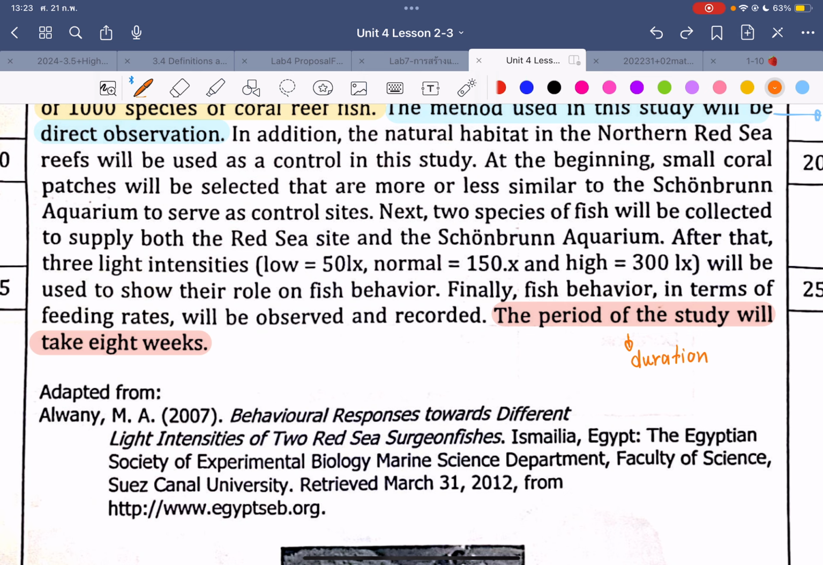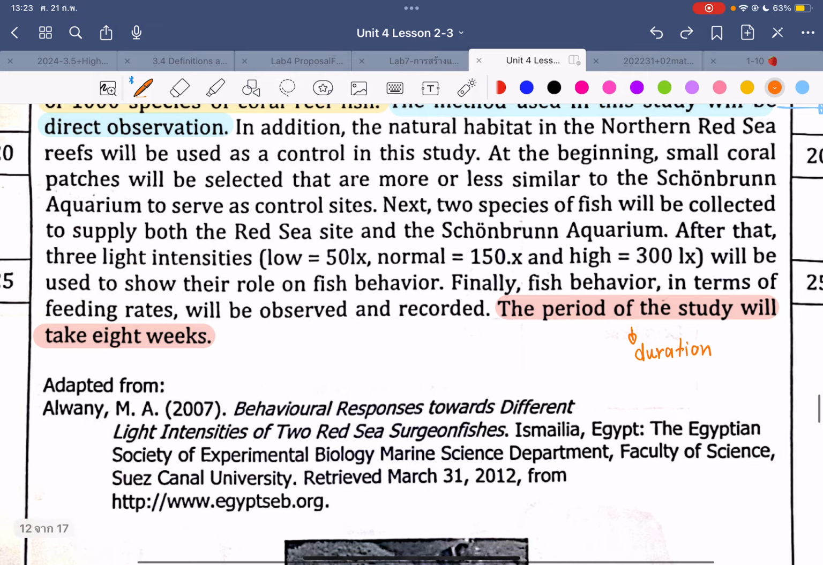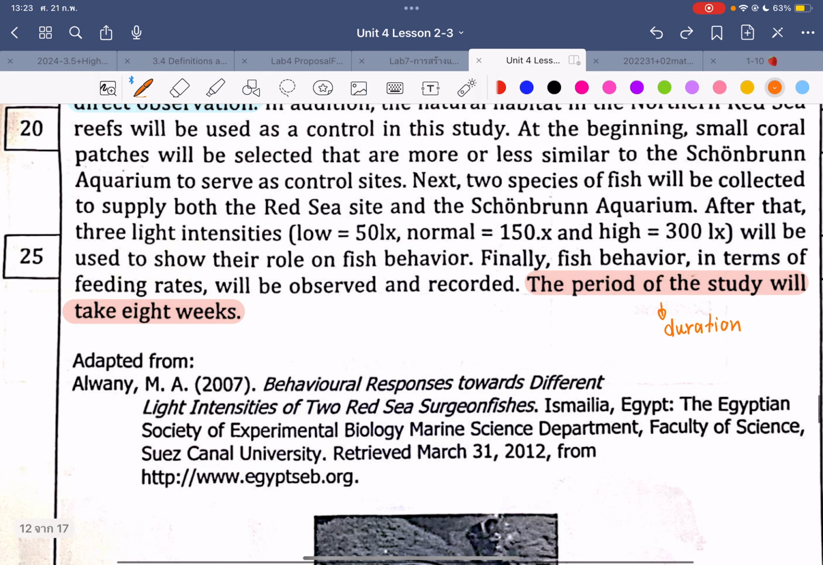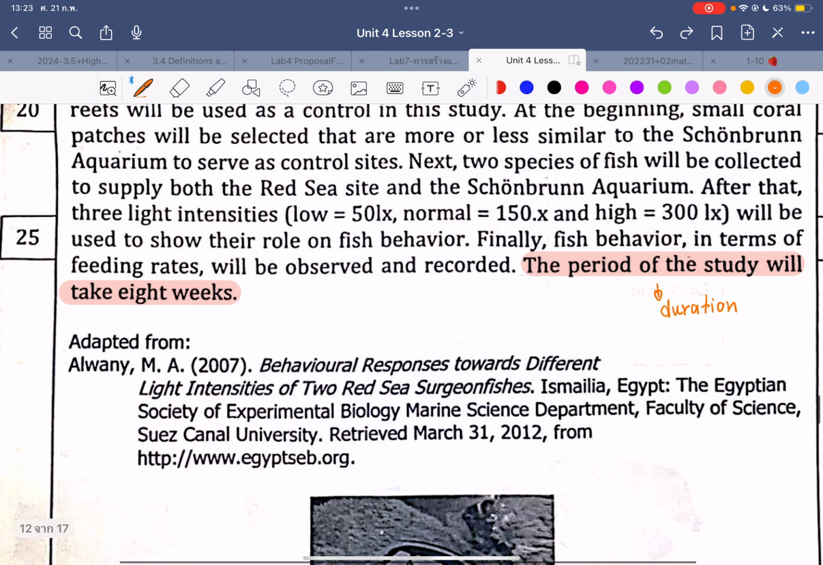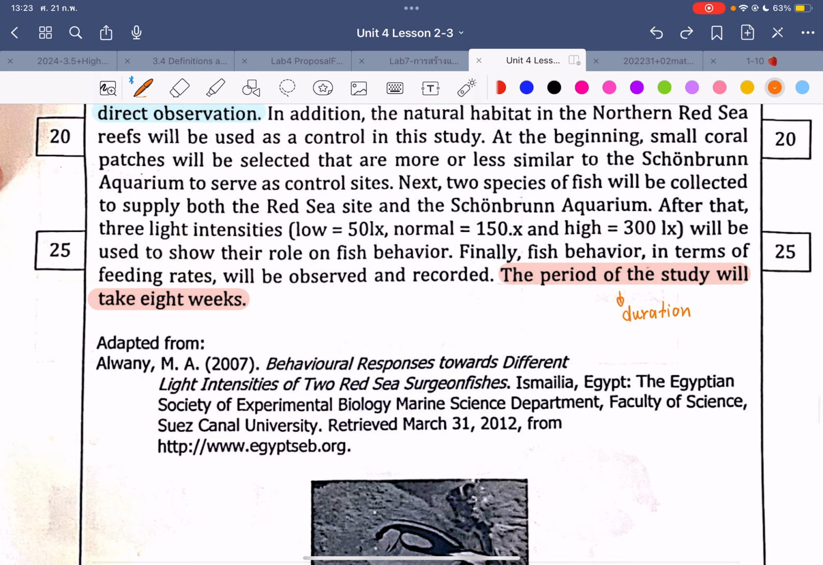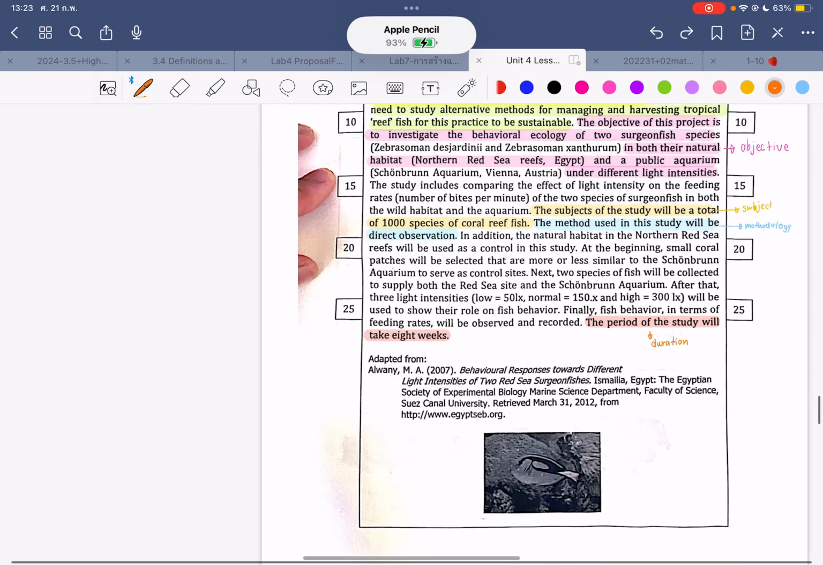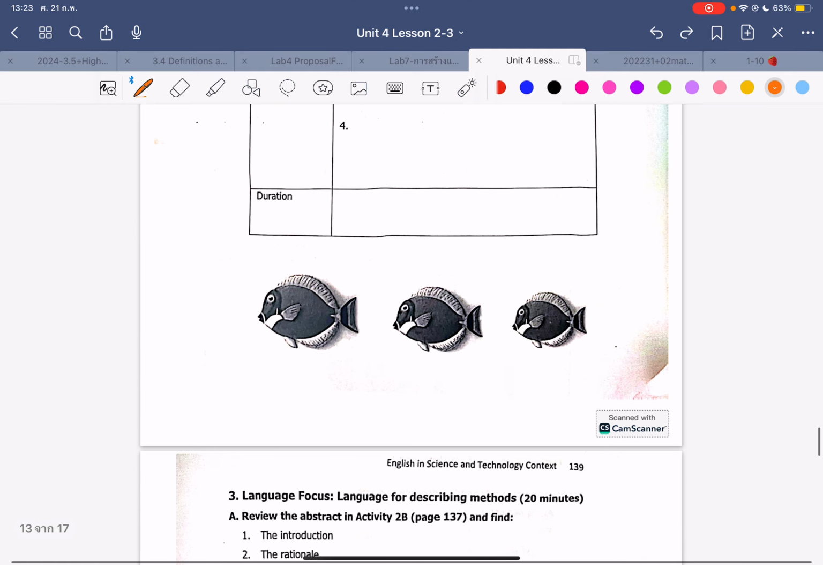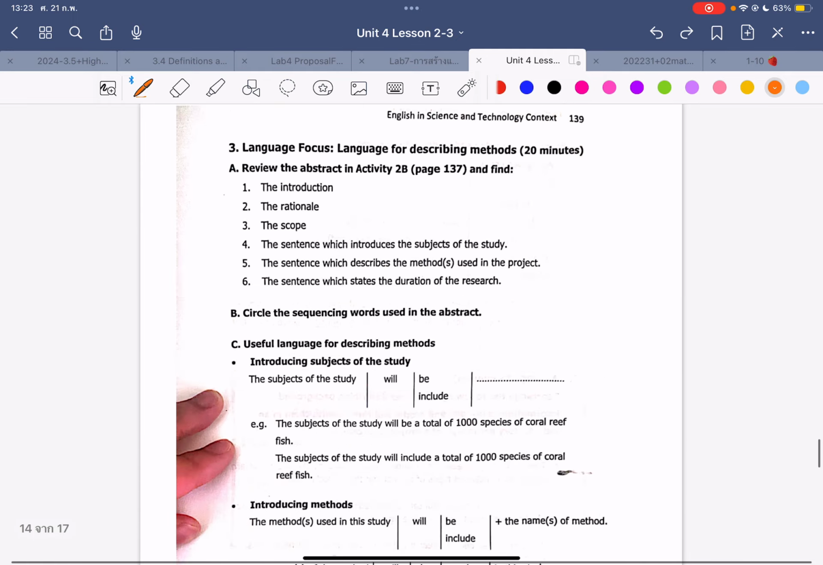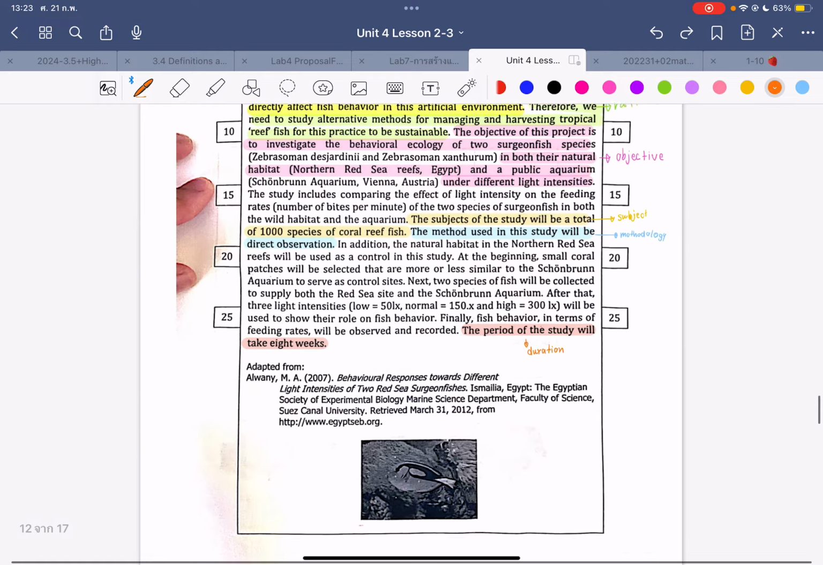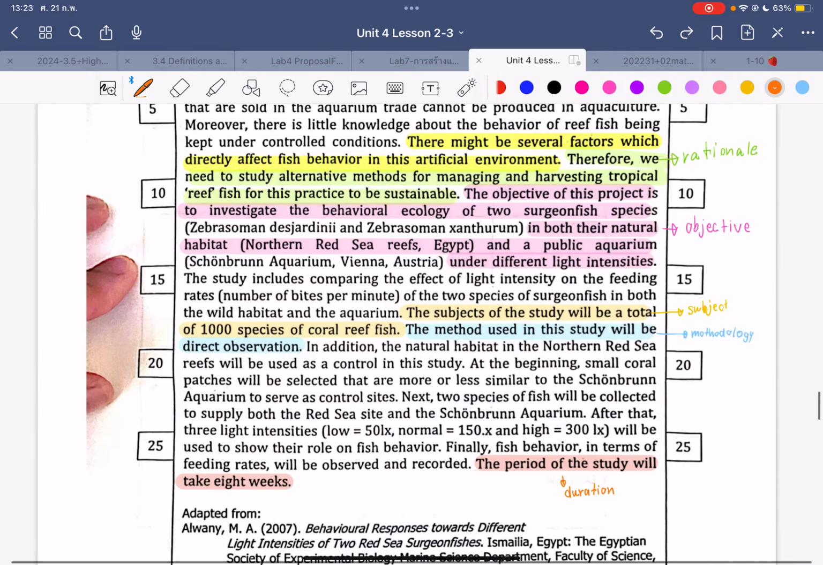Alright? The final step, talking about different steps. The last step would be they will check the feeding rate under different lights. They will observe and they will record. And this study will take 8 weeks. Okay? So that means we have to write a proposal like this. So you have to include all these elements in your proposal.